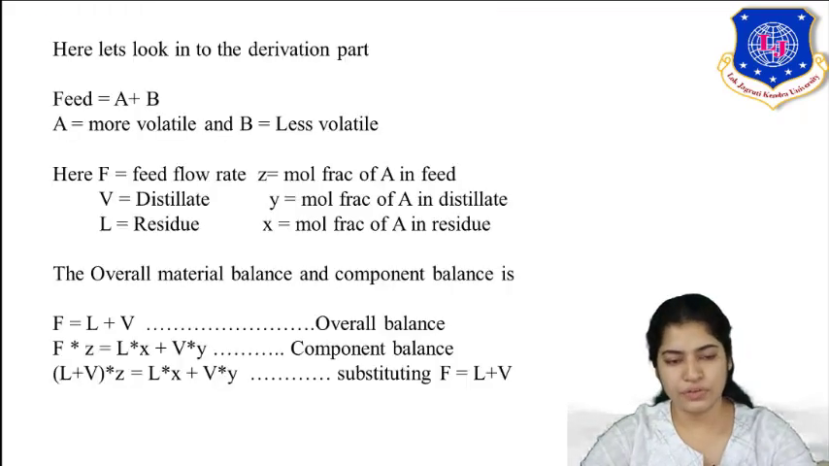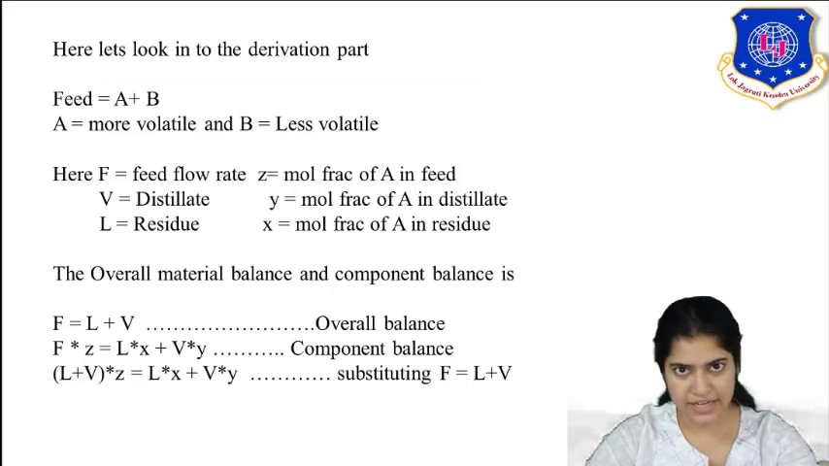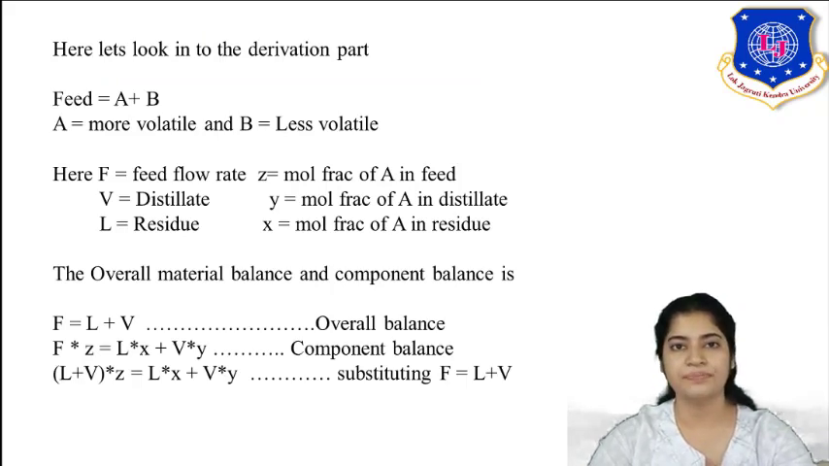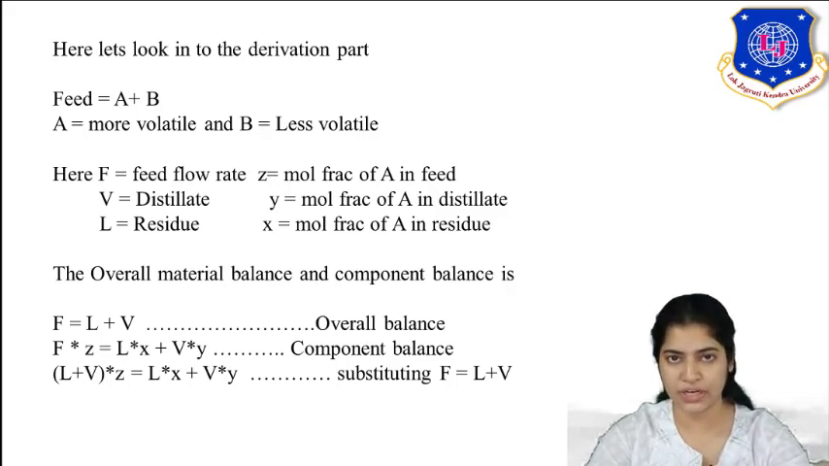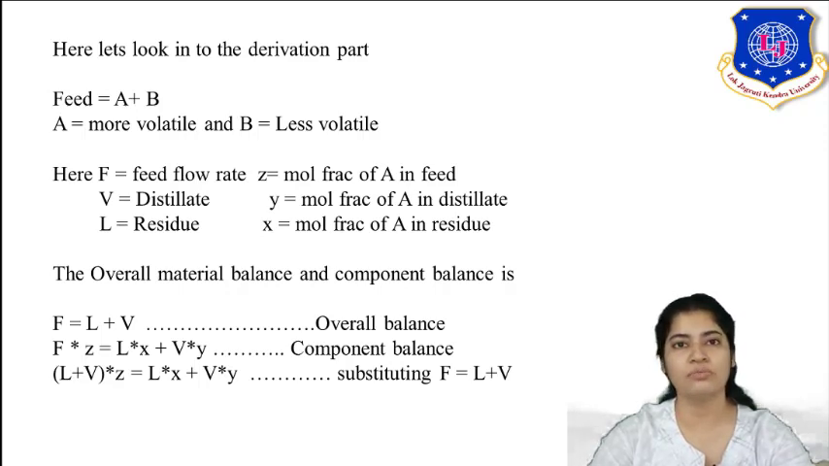So now moving forward with the material balance part, right? How you will derive the operating line here. So let us take an example. My feed is composed of A and B. I am stating that my A component is more volatile, whereas B is less volatile component. So F, what is F? My feed flow rate. It might be kilomole per hour, kg per hour, anything.